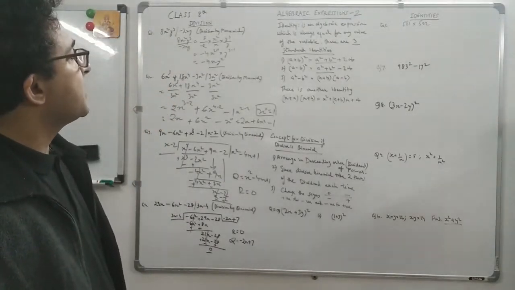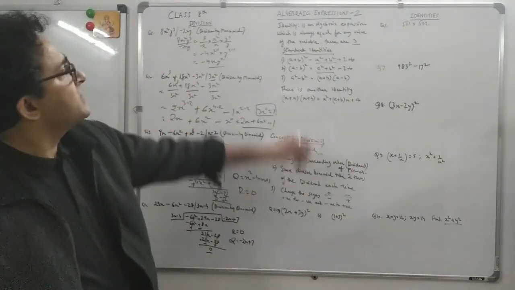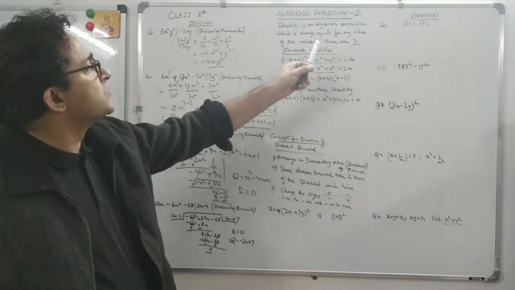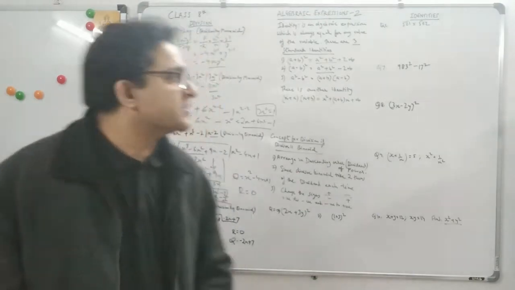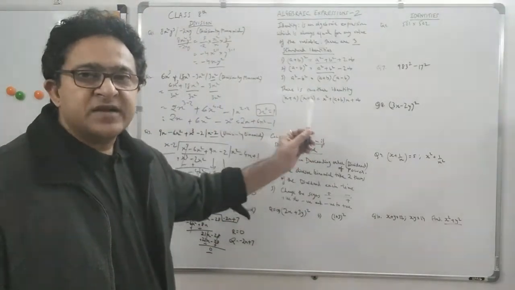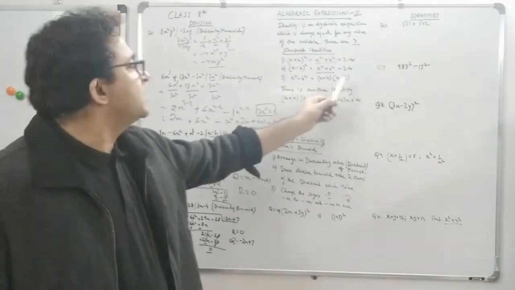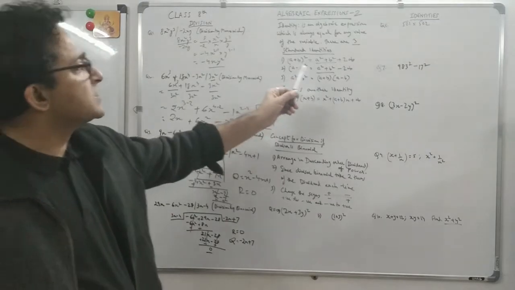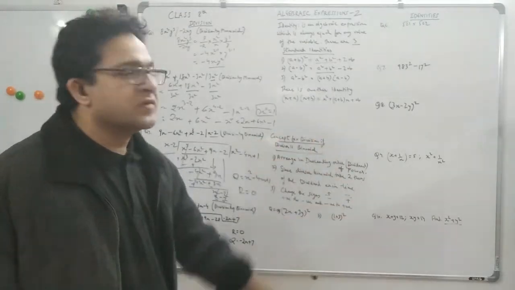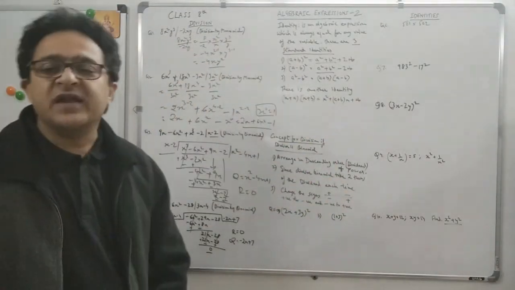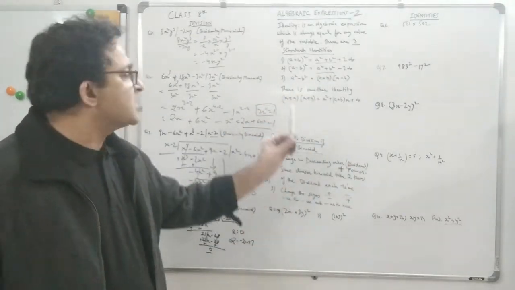Now let's go to another part, which is identity. So what is an identity? An identity is an algebraic expression which is always equal for any value of the variable. Basically there are three standard identities: a plus b whole square, which is a square plus b square plus 2ab; a minus b whole square, which is a square plus b square minus 2ab; and a square minus b square, which is a minus b into a plus b. So whatever value you put for a and b, any numerical value, the left hand side and the right hand side will always be the same. So these are standard identities.